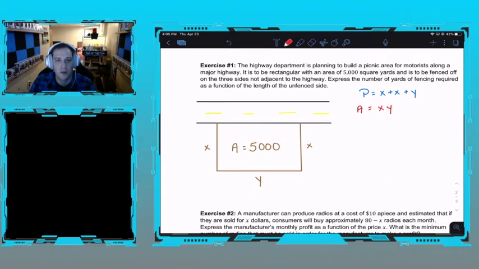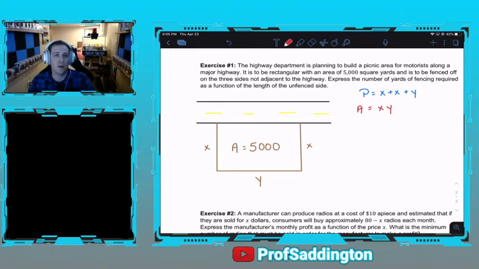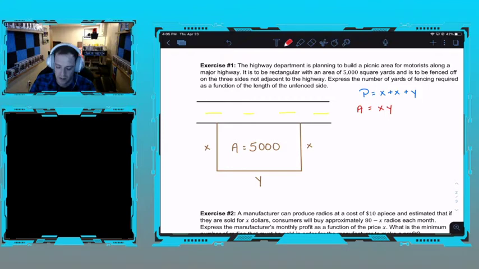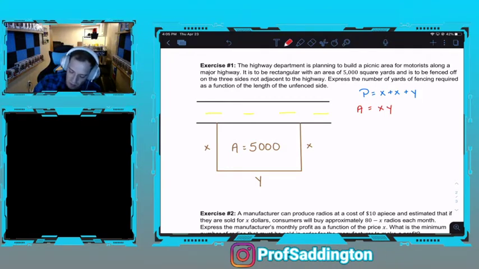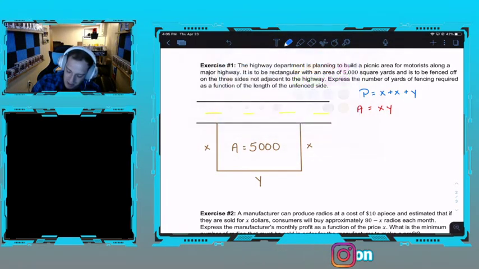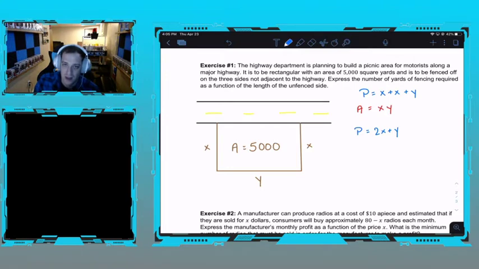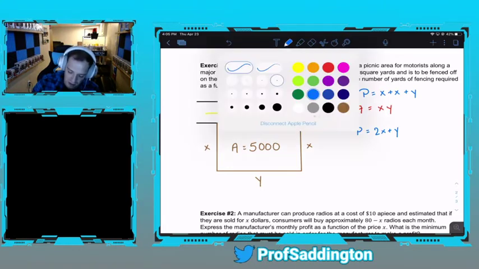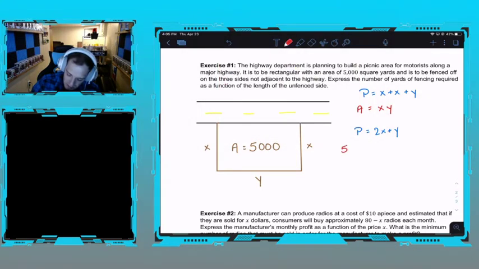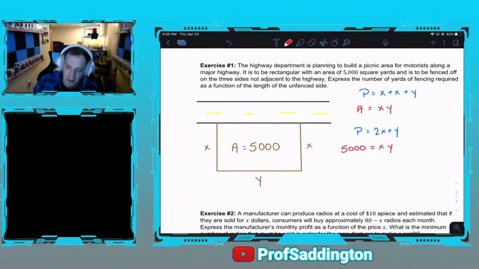So I'm just going to write in the other information that we were given. We're also given that the area is equal to 5,000. So I can rewrite both of these equations. The top equation, I can rewrite it as perimeter is 2x plus y. And as far as the area goes, we can say that 5,000 is equal to xy.